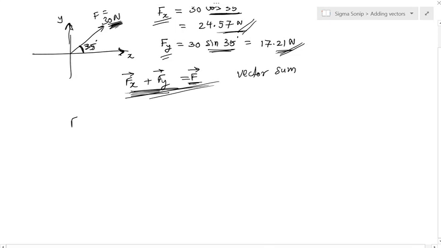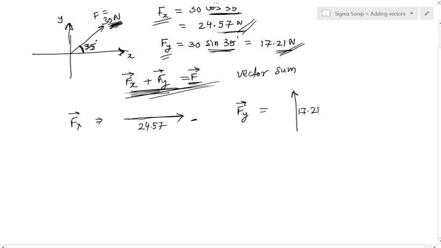My Fx is the force in the x direction, and if I have to indicate that as a vector, I can draw it like an arrow like this, and this is my Fx, its length is 24.57 and it is in the x direction. And likewise, if I have to show vector Fy, it is in the y direction. So this force can be represented by this straight arrow, and the length here will be 17.21.